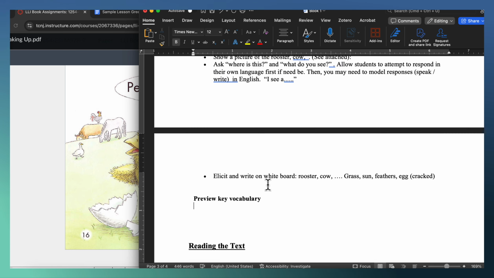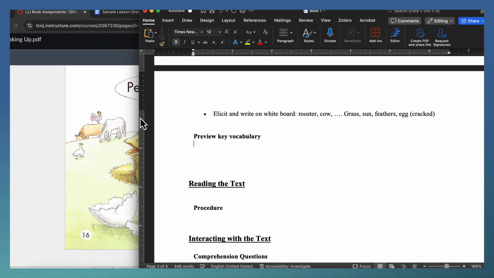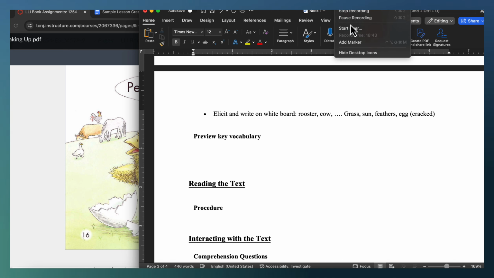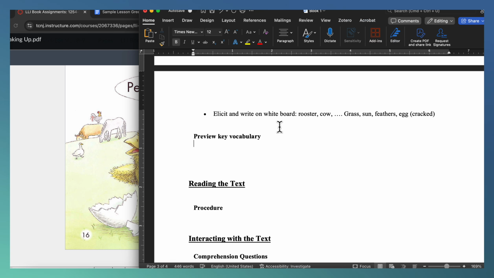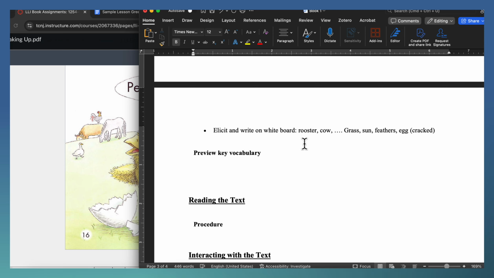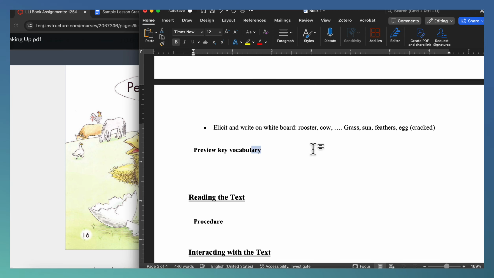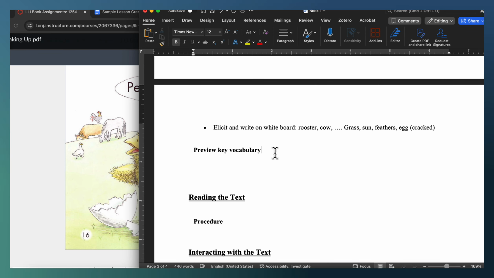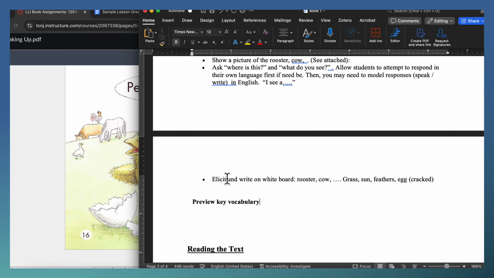Then, after we've had a chance to deal with that, all right. So under the preview key vocabulary, I have been building this vocabulary on the whiteboard in this little step right up here. Okay.